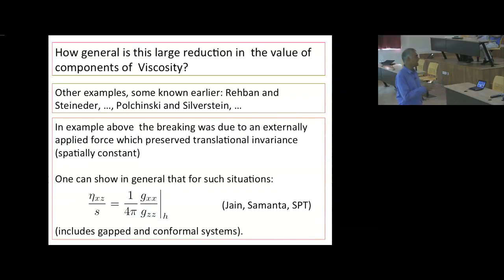Namely, let's take a system where you have an external driving force which preserves translational invariance but breaks rotational invariance. We kept translational invariance intact just because then transport is easy to think about. You know that the system breaks up into modes of different momenta. You first take the zero momentum limit, etc. So keep translational invariance intact. Then one can show very generally, and this is a very beautiful result, that eta over S for, say, the spin 1 component is given by a ratio of the metric components at the horizon: the metric component in the XX direction over the ZZ direction.